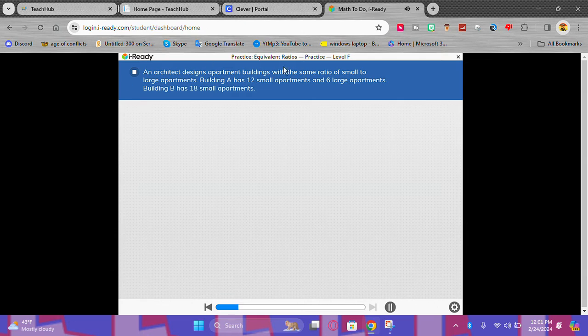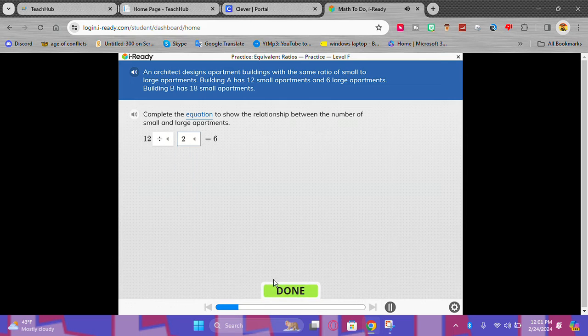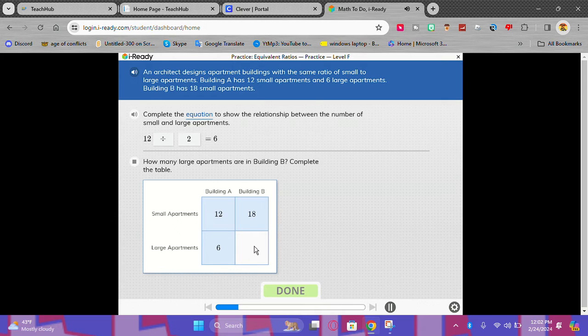Let's explore some more ratios. An architect designs apartment buildings with the same ratio of small to large apartments. Building A has 12 small apartments and 6 large apartments. Building B has 18 small apartments. Complete the equation to show the relationship between the number of small and large apartments. Nice! How many large apartments are in Building B? Complete the table.